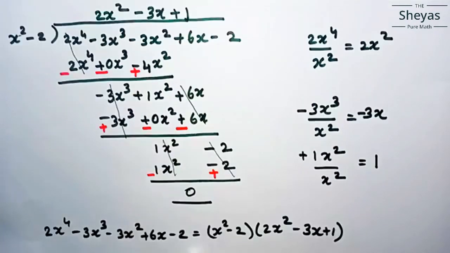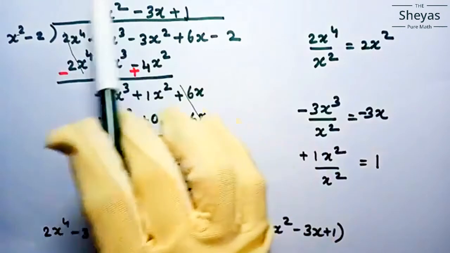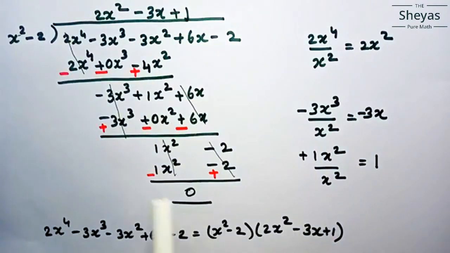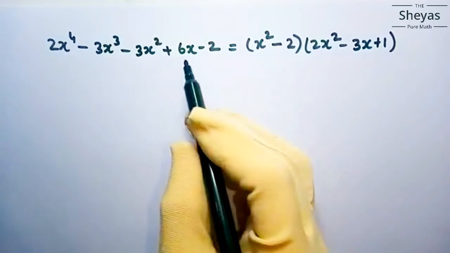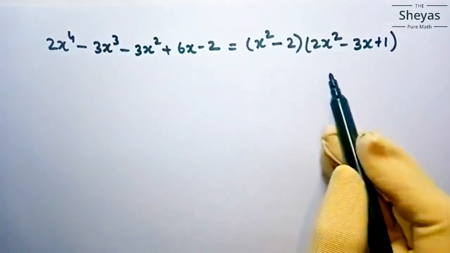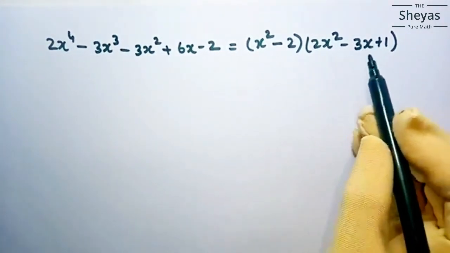So our given polynomial, 2x power 4 minus 3x cube minus 3x square plus 6x minus 2, can be written as x square minus 2 into 2x square minus 3x plus 1. So this is the quotient we have obtained, and this is the factor already obtained, x square minus 2, then into 2x square minus 3x plus 1. So the polynomial can be written like this.